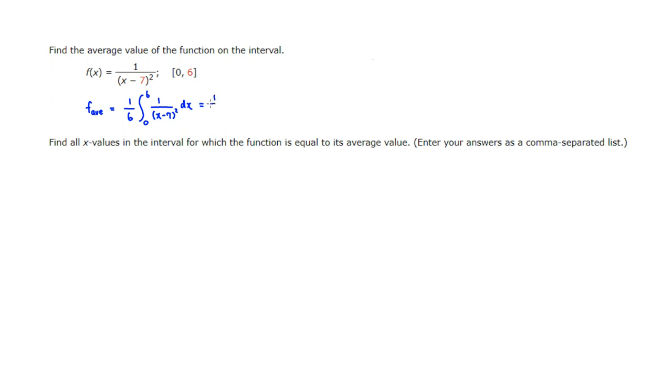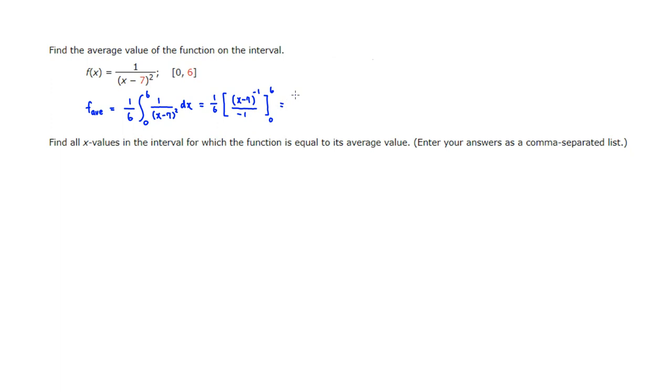So it's going to be 1 over 6 times the antiderivative of this, which is a negative 2 power. Since it's on the bottom, we add 1 to the power, so it's going to be x minus 7 to the negative 1, divided by negative 1. And then going from 0 to 6.